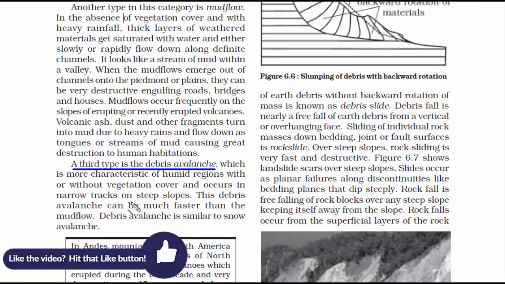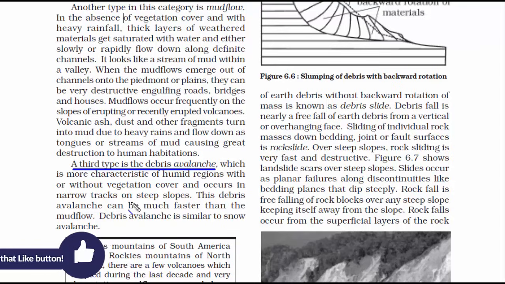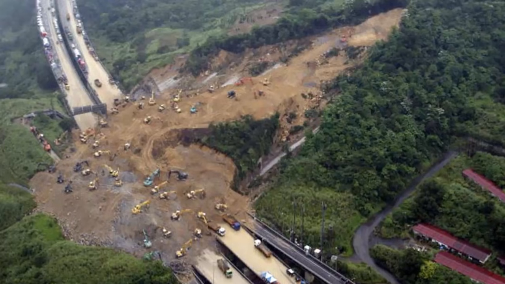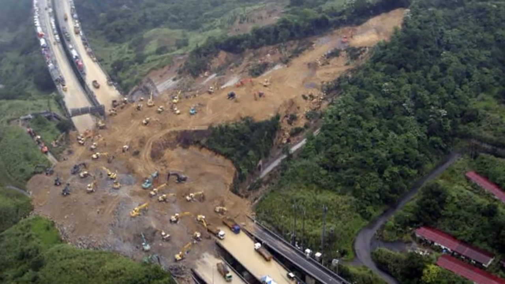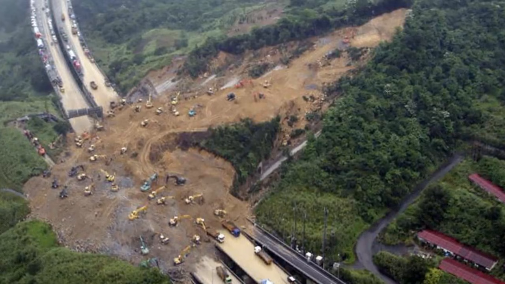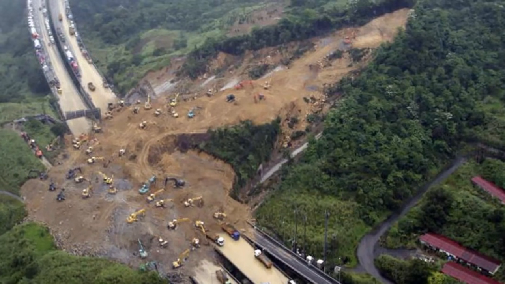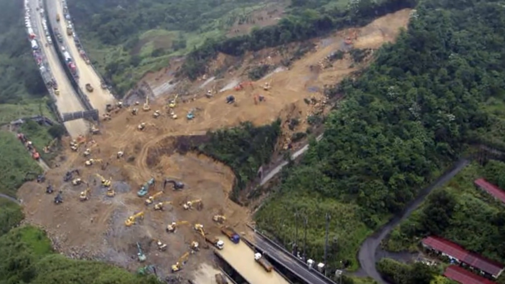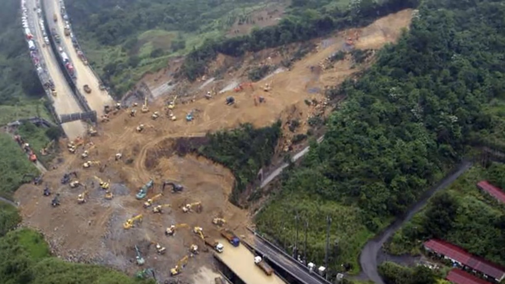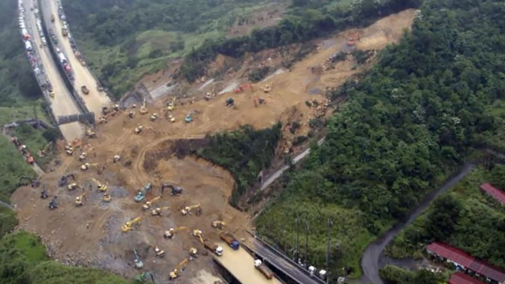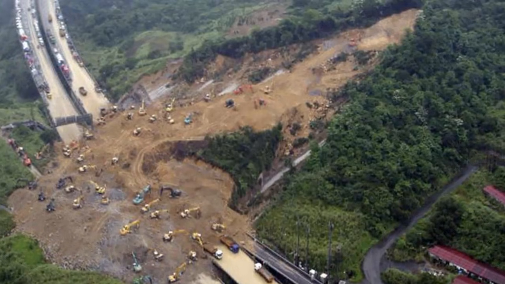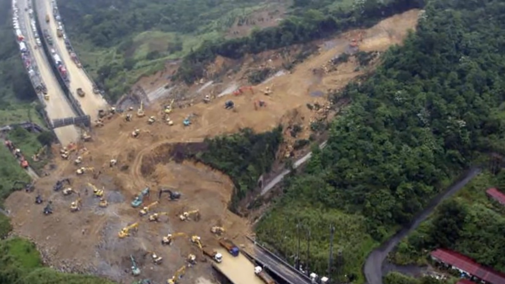They are similar to snow avalanches but occur mostly in humid regions, which is the equatorial region. They also occur mostly in regions where there is less vegetation cover, because trees and plants hold up the soil together and lack of it will cause massive erosion. This debris avalanche can be much faster than the mudflow. That is, in a second, a massive chunk of earth material can be displaced.